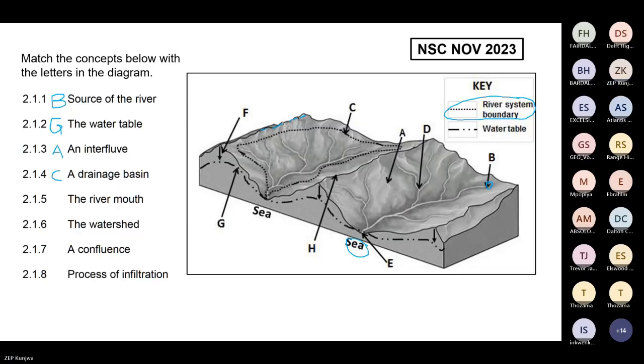Okay. And then we have 216, the watershed. In this particular case, they did not give us the dotted lines for the watershed. I assume they did not want to confuse you, but you can see the highline area there that is separating the two river systems. This is a river system here, and then this is another river system. So that highline area is separating these two, so it's H.